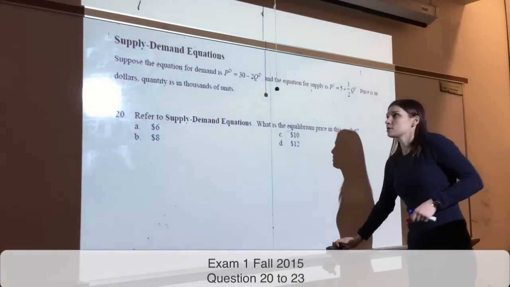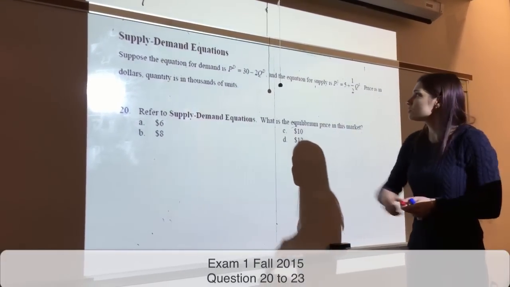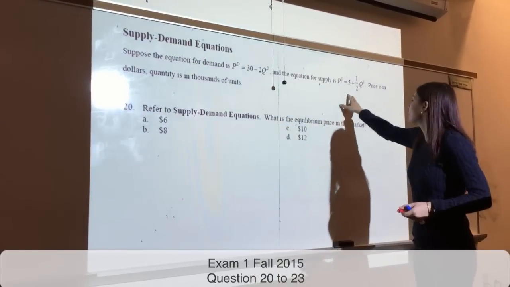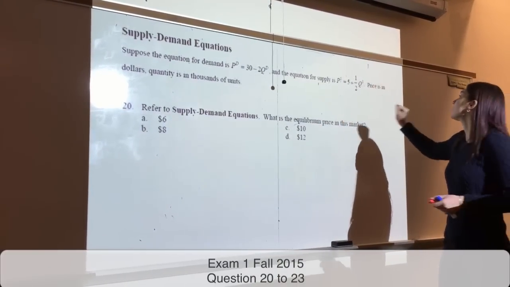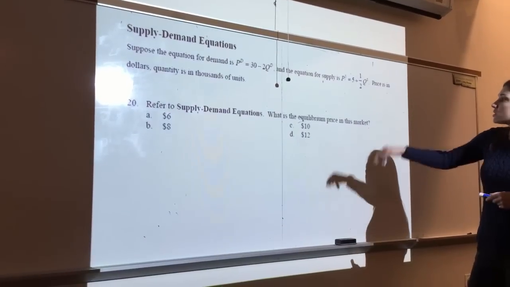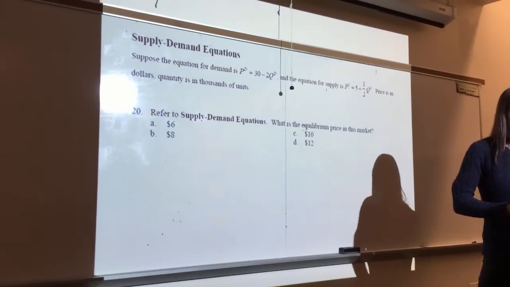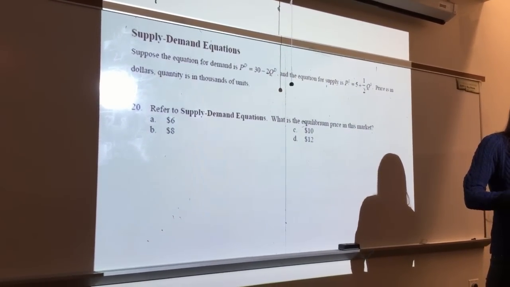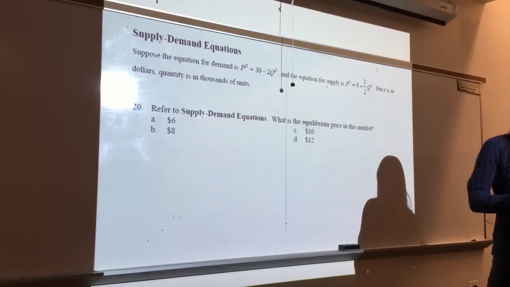Demand and supply given as functions. Right, so this is the supply curve, this is the demand curve, the other way around. Prices in dollars, quantities in thousands. What is the equilibrium price in this market? This is straightforward. How do we find the equilibrium price?